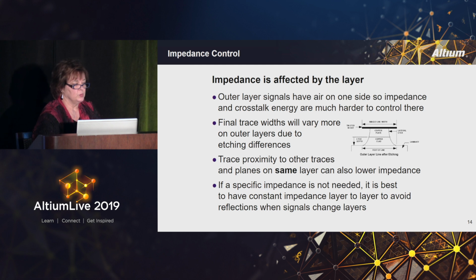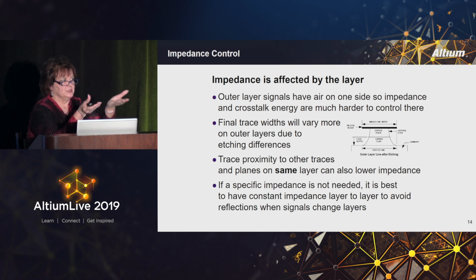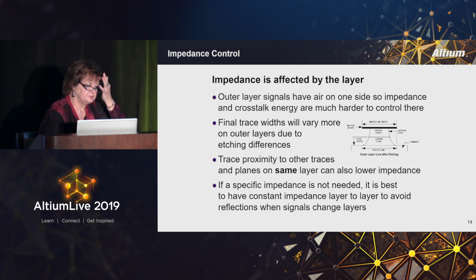Also be aware that when you have traces next to each other, or traces next to planes on the same layer, that's going to lower the impedance. So when you are figuring out your trace impedances, you're figuring out pure numbers. But you put other traces or planes or whatever next to those traces, and you can be coming up with something lower than what you expected. So you need to be aware of that when you start spacing out your traces, and we'll talk about that in a little bit as well.